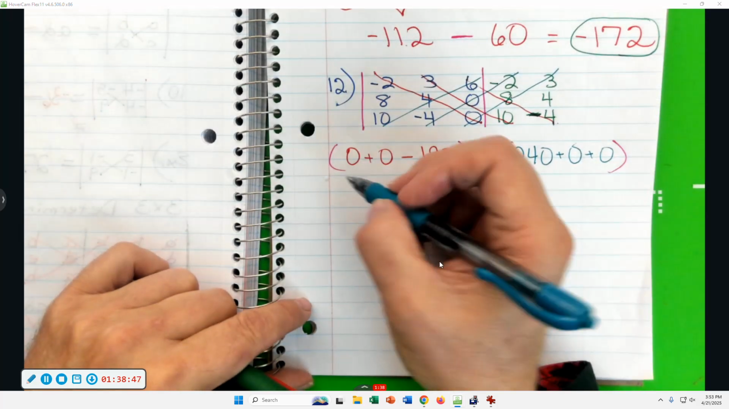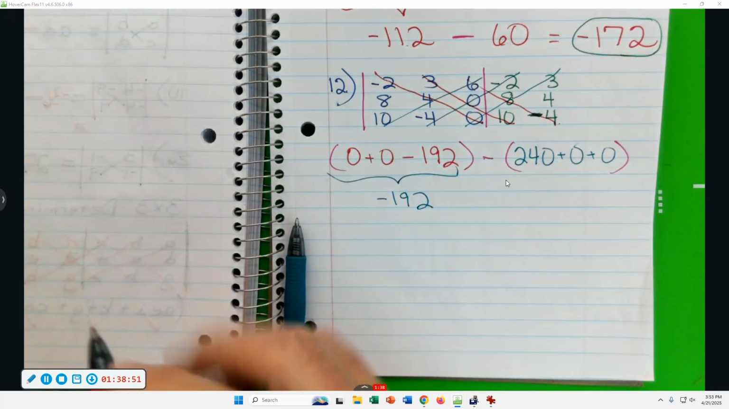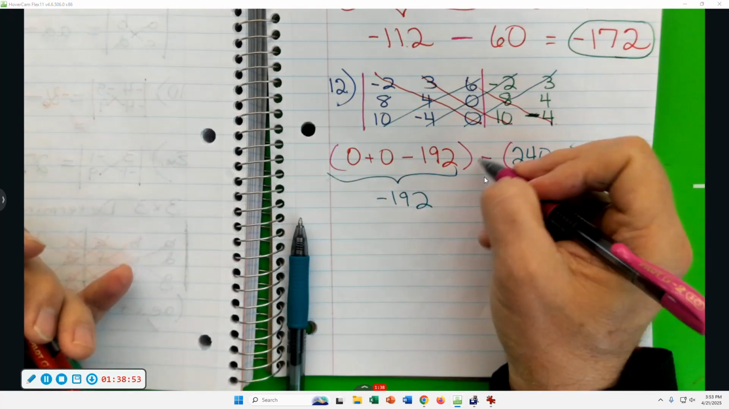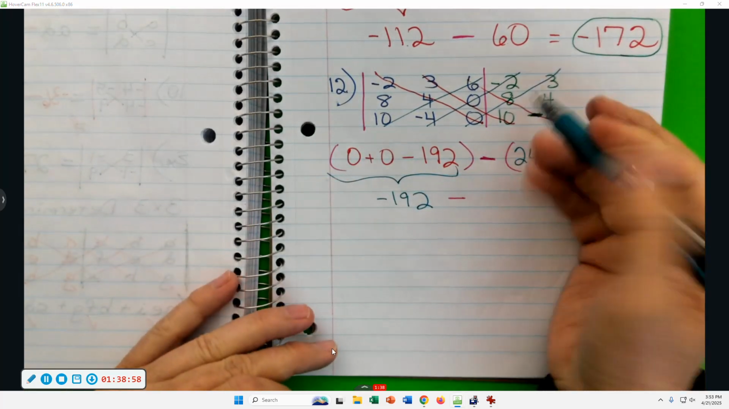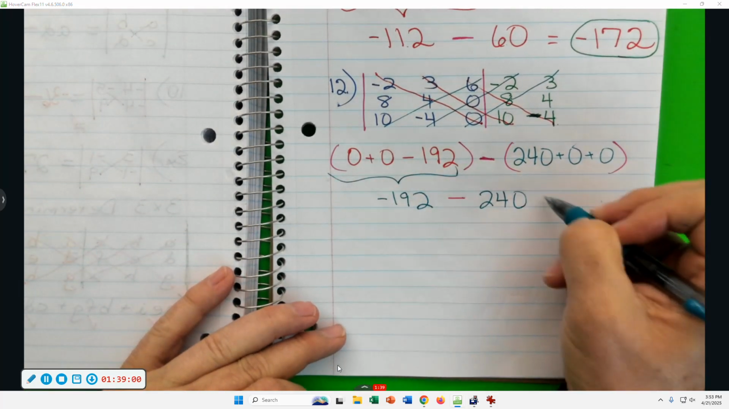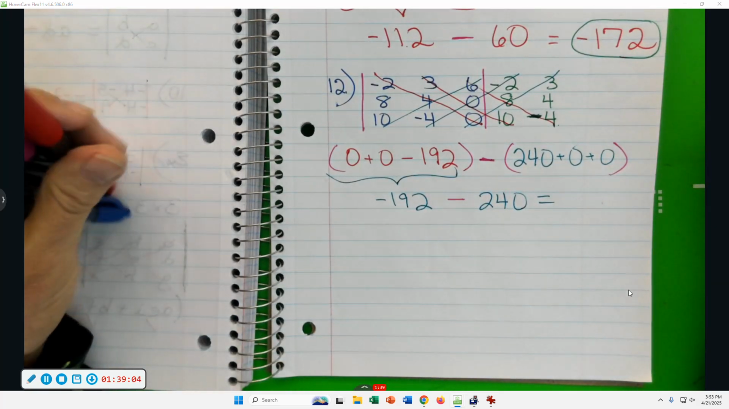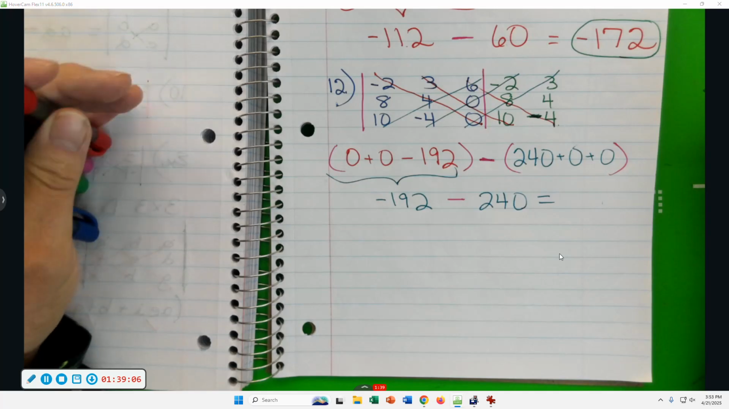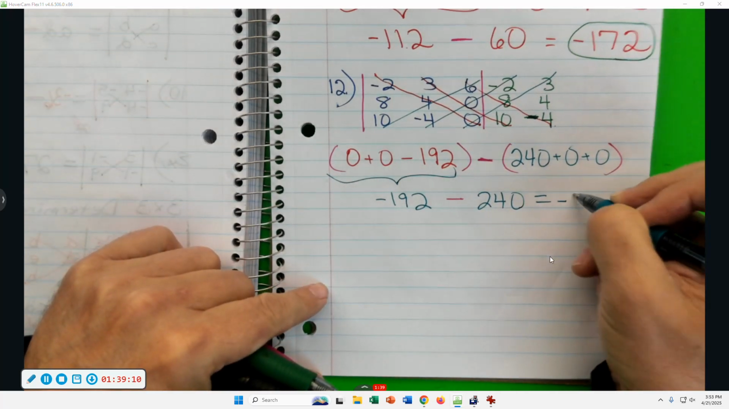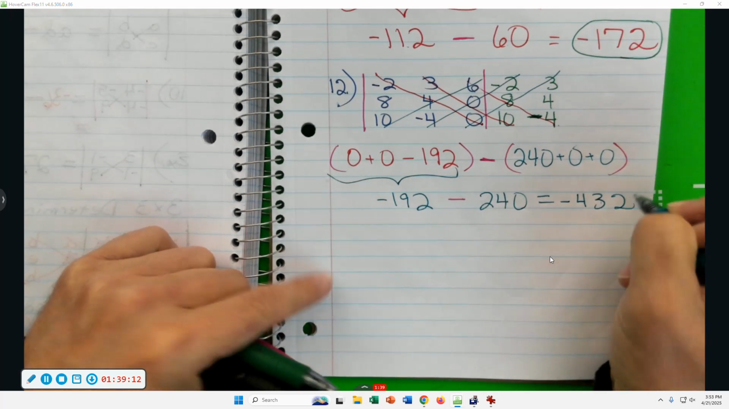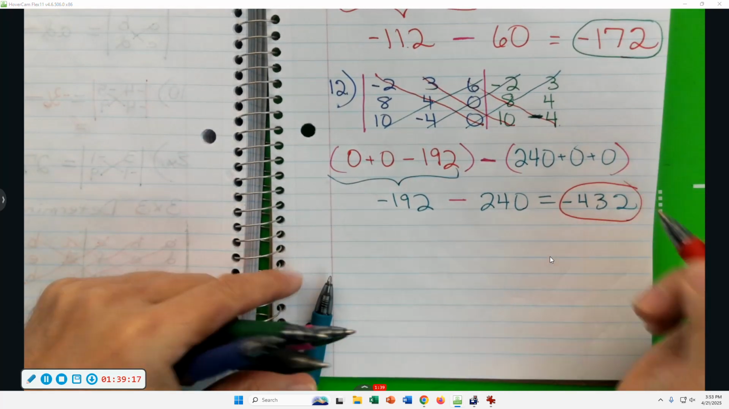Well, let's see. This first set of parentheses, that's a negative 192 minus that second set of parentheses, which is 240. 192 minus 240, is that going to be a 432? Someone check me there. Negative 432, yes, for my final answer.